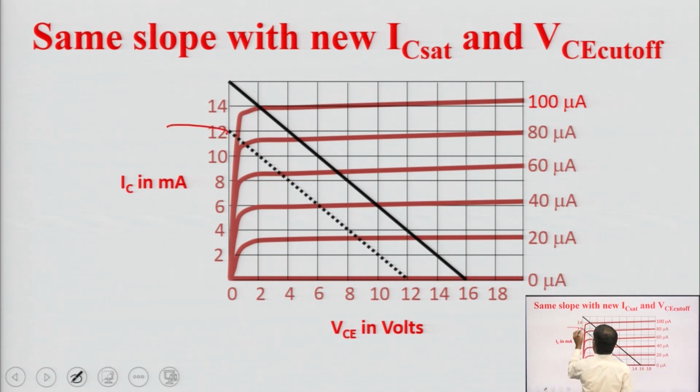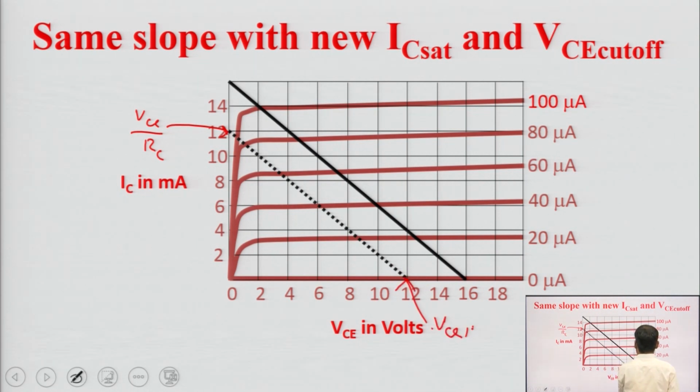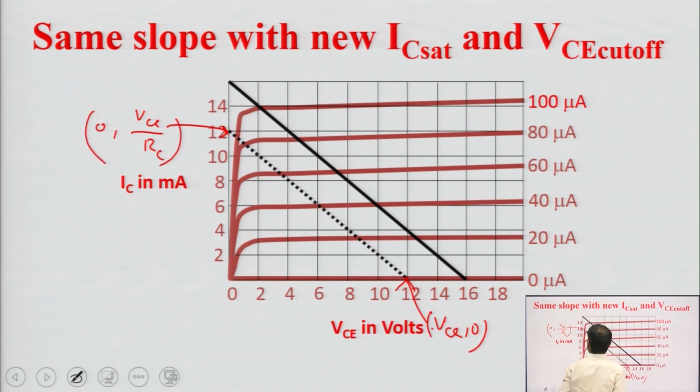Why is it like that? Because we know that the value of IC here is equal to VCC upon RC, and here the coordinate is VCC comma 0 and here 0 comma VCC upon RC. If we change the VCC by keeping the RC constant, then it will shift like here. Suppose we take VCC from 12 volt to 16 volt, then this point comes here and this point comes to 16 here. Okay guys, so the DC load line will be just parallel to this.